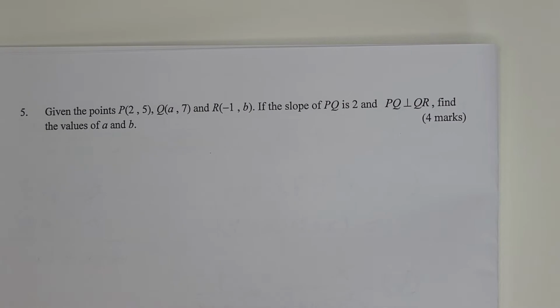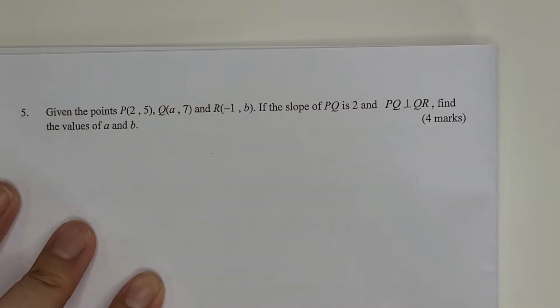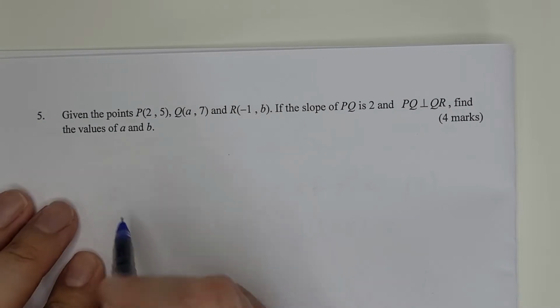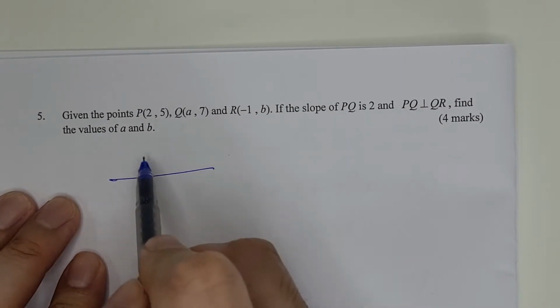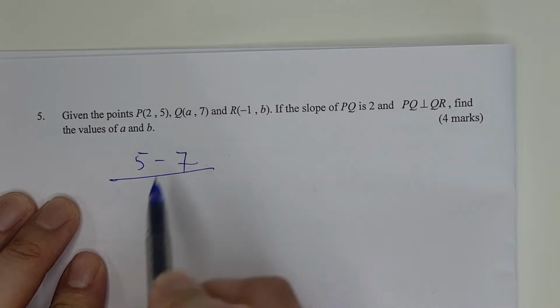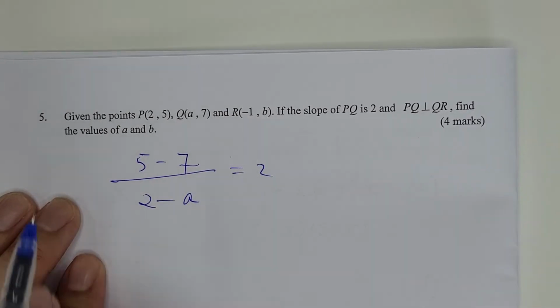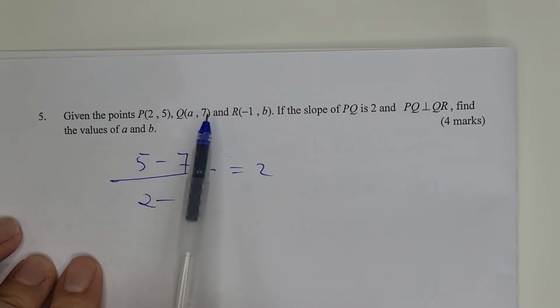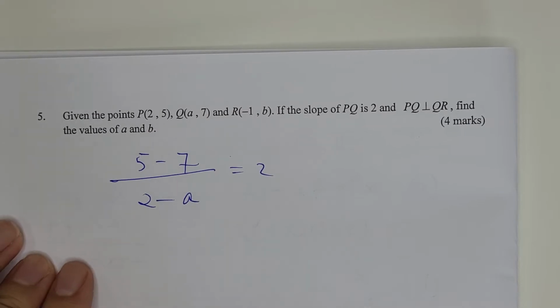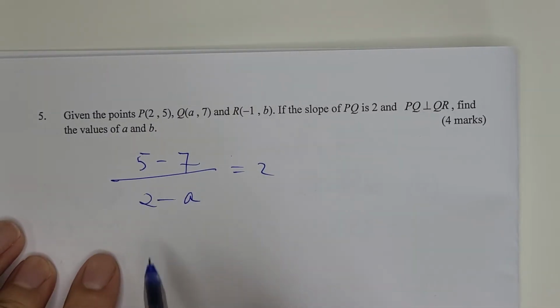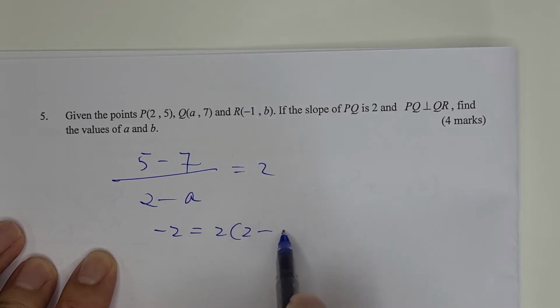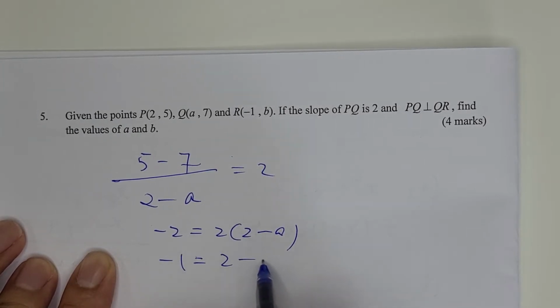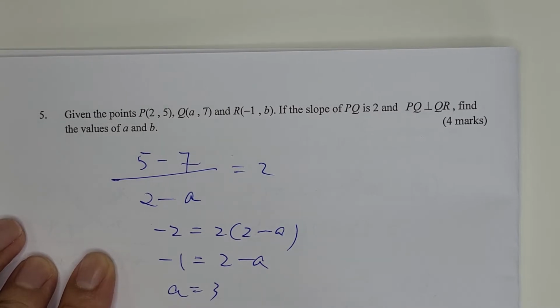For question number 5, that is about the coordinate geometry problem. Given the points P, Q, R, slope of PQ is 2, quite straightforward, okay? So you can just write down the equation. 5 minus 7 over 2 minus 8, that is 2. Of course, some of you may write down 7 minus 5 over 8 minus 2 is 2. It's also okay. But the equations are quite easy to solve. So negative 2 equals to 2 times 2 minus 8. Negative 1 equals 2 minus 8. And 8 is 3. Okay?